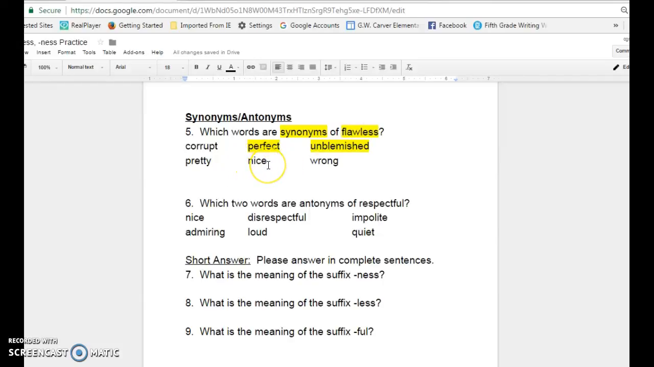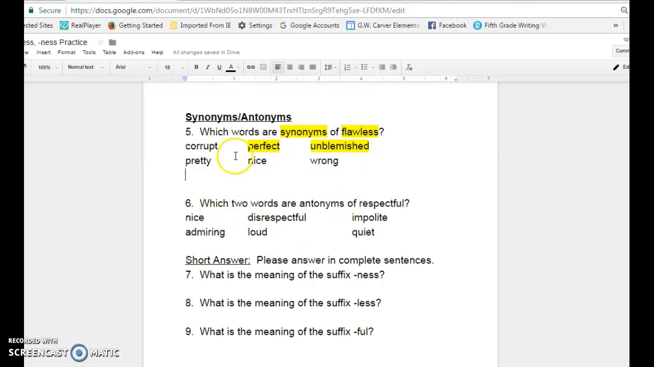Nice. No. Again, that one's kind of close, but it doesn't mean you're flawless if you're nice. I know lots of people that are nice, but they're not flawless. Wrong. That would be closer to an antonym, but not even quite an antonym. So perfect and unblemished are our two synonyms.